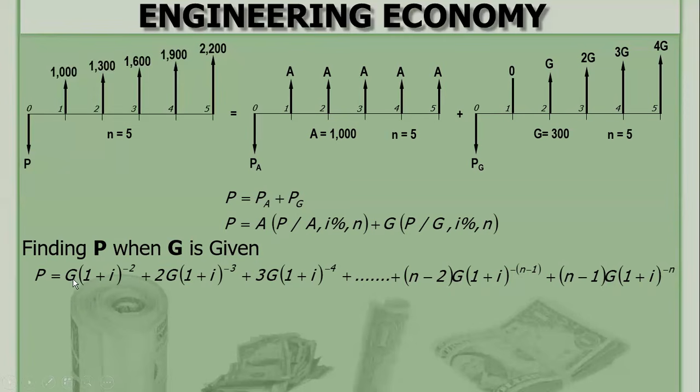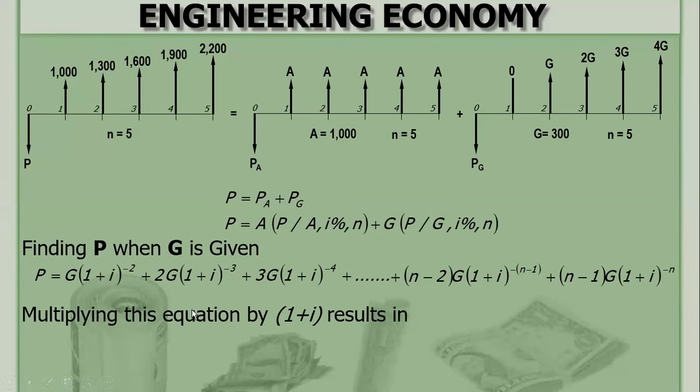So this is the general equation to find P given G. Now, next we multiply this equation by 1 plus I. So, P times 1 plus I and all the terms on the right side. When you multiply by 1 plus I, the exponent is positive 1.